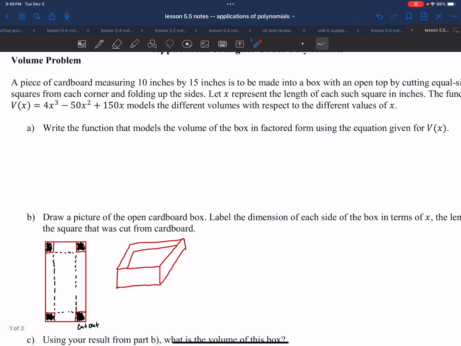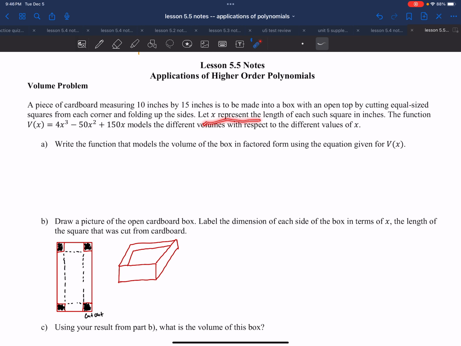Now, here's the problem in question. It says, let x represent the length of each square, so that amount you cut is x. This function that's given to you right here models the volume. It says a different volume, maybe that's a typo on my part, sorry. This is the volume function, okay? Don't get caught up on the wording like I am right now.